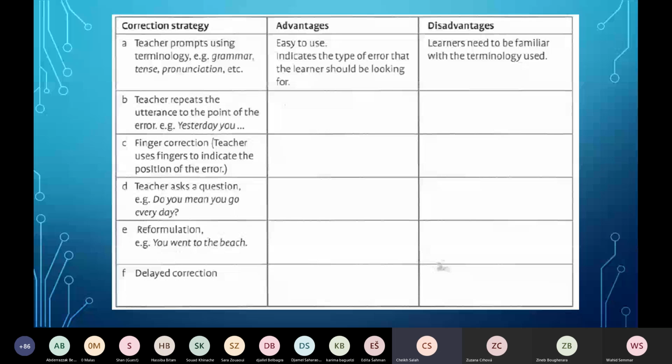Okay, so I'll also give the mic to you guys. What do you think about the teacher repeating the utterance up to the point of the error, like, yesterday, you, etc.? What do you think are the advantages of this one particularly?